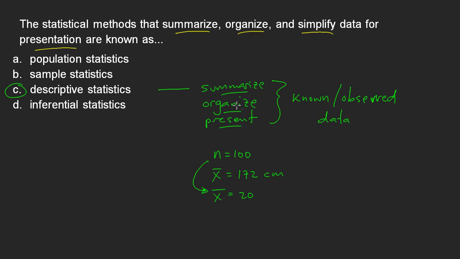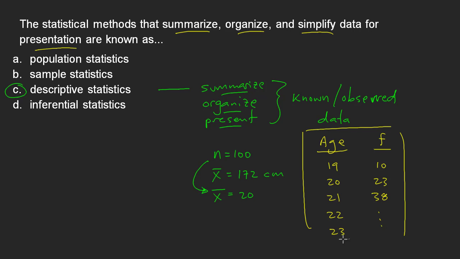Organizing might be, let's say again I'm dealing with ages. Maybe if I find my people fall into these different age categories, maybe the oldest person in my survey is 23 years old, I could look at the frequency of 19-year-olds that took part in the survey. Maybe there were 10 19-year-olds and 23 20-year-olds and 38 21-year-olds and so on. In this case, what I'm doing is organizing my information into a table. You could also say that I'm presenting and I'm summarizing.